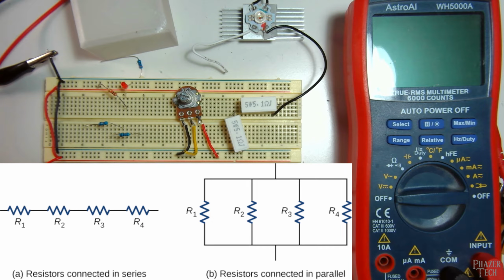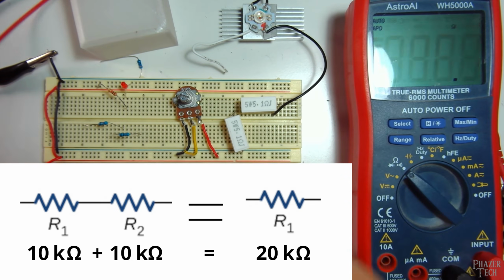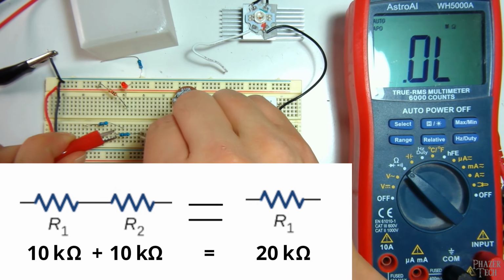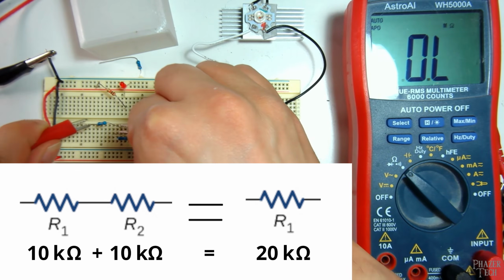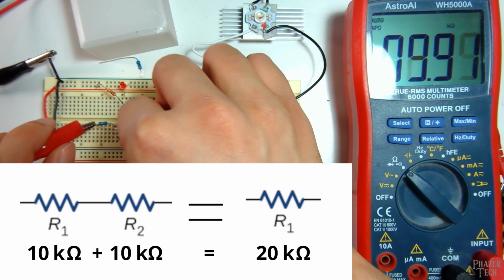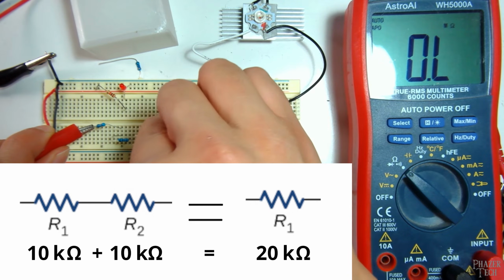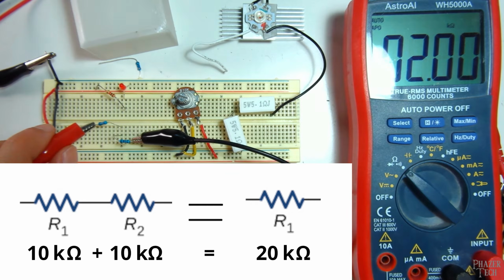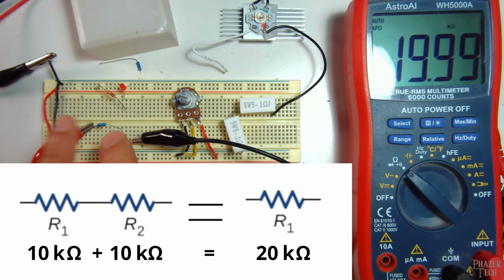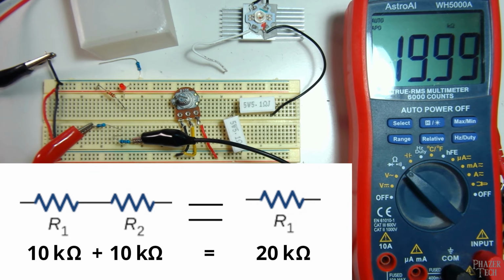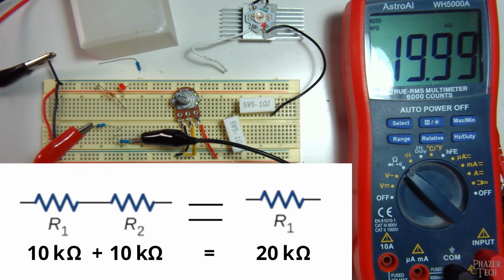When resistors are in series, you can simply add their resistance values together. So right here I have two 10K resistors. So if I measure the resistance across both of them, we get 20K, which means that we could replace both of these in a circuit with just a single 20K resistor if we wanted to.